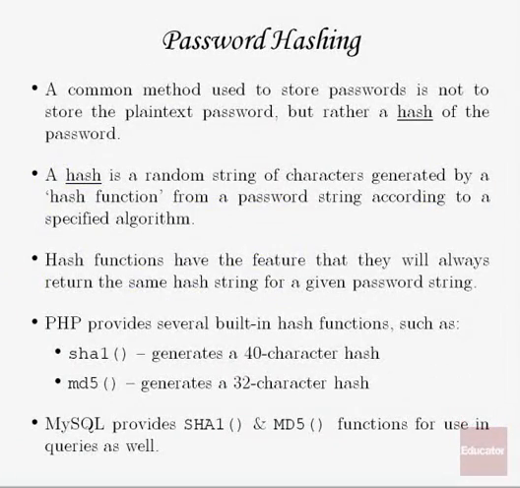And the way we're going to do that is through a method known as hashing. Basically, a hash is essentially a random string of characters that's generated by a function. What you do is you pass a password to a hash function. It runs some algorithm, and that algorithm will generate a random string. The feature of a hash function is that if you pass it the same string every time, it's always going to generate the same output.